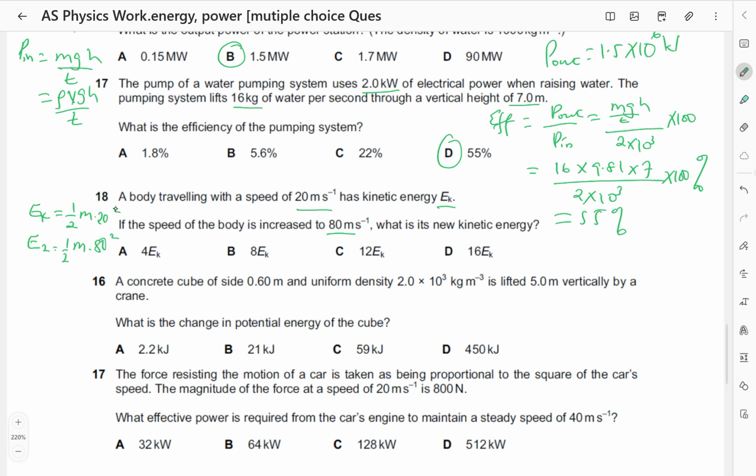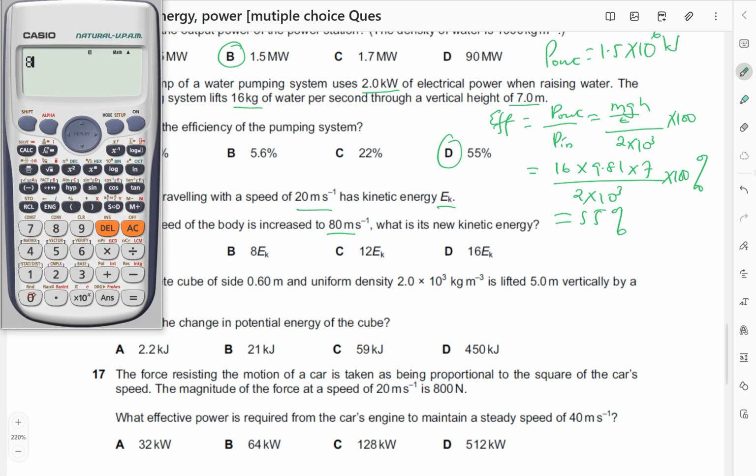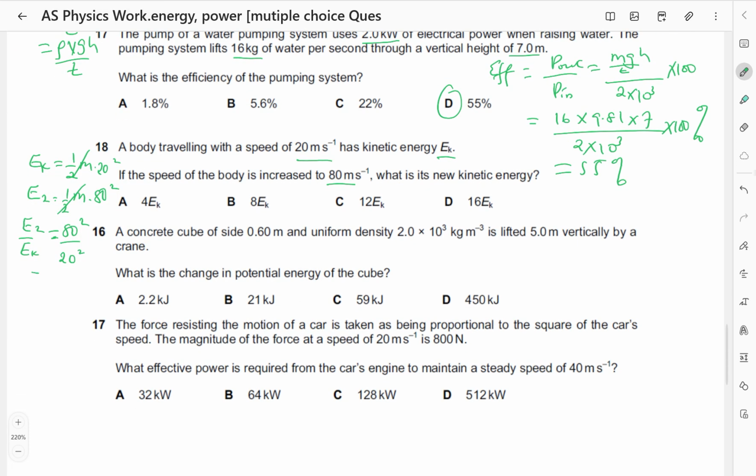So now divide these two. I want E2, so I'll simply say E2 over EK. A half m will cancel when I divide, so this will be equal to 80 squared divided by 20 squared. So 80 squared divided by 20 squared gives us 16. So E2 is going to be 16 times EK. So the answer is going to be D.